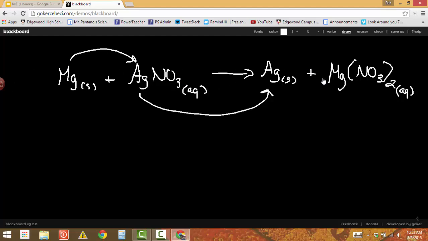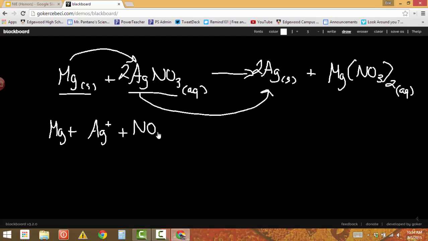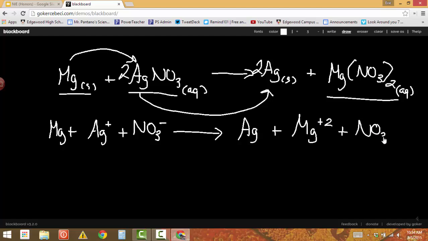Now, I haven't balanced it. I should probably do that, right? I'll put a 2 in front of the AgNO3 and a 2 in front of the Ag to make it work. Now I'm going to split anything that's aqueous. Well, magnesium is not aqueous. It's a solid, so I'm going to leave that alone, Mg. This is aqueous, AgNO3. So I'm going to split it into its ions. That's the silver ion, Ag+, and the nitrate ion, NO3-. That's that one. Silver is a solid here, Ag, leave it alone. Magnesium nitrate is aqueous, though, and that's made of the magnesium ion and the nitrate ion.